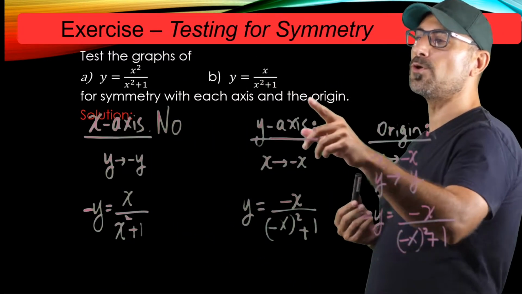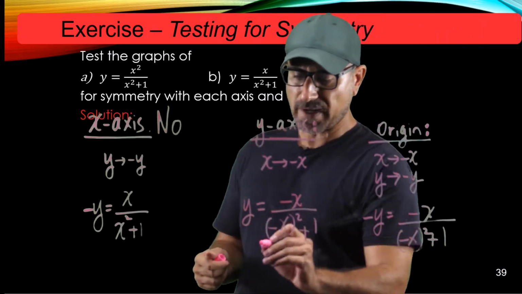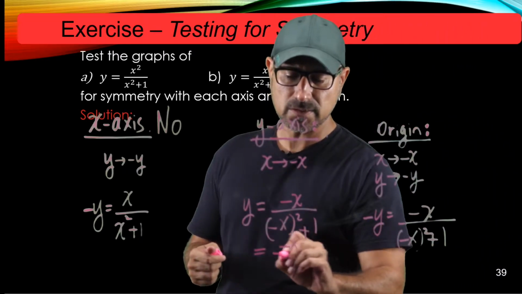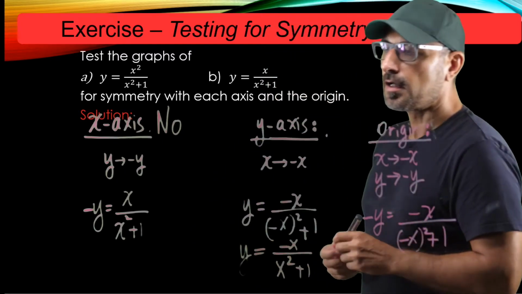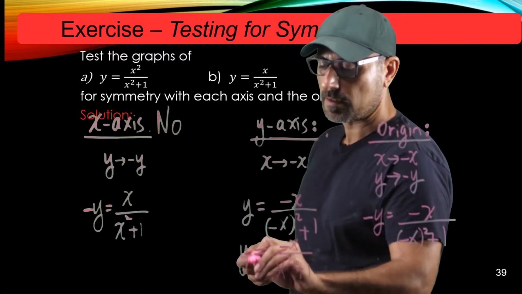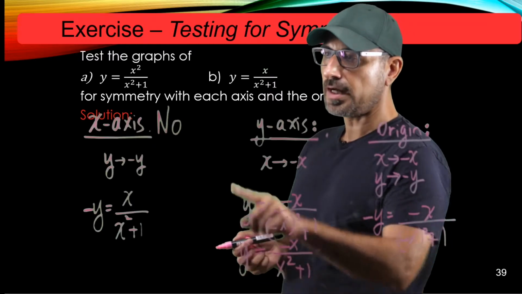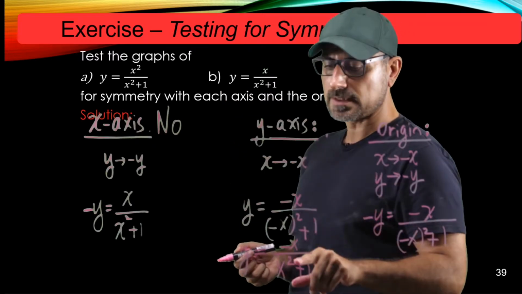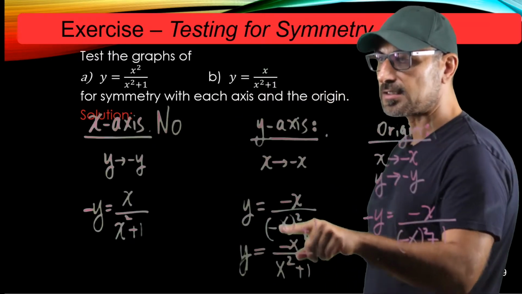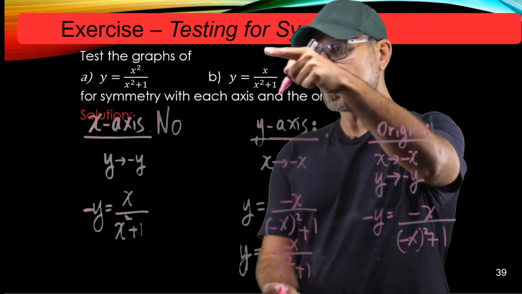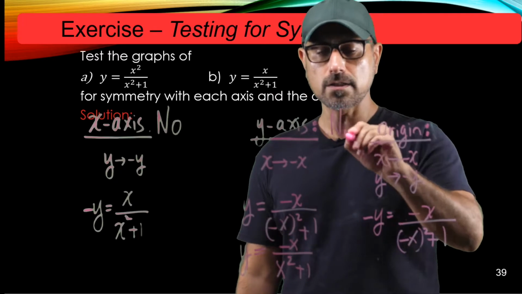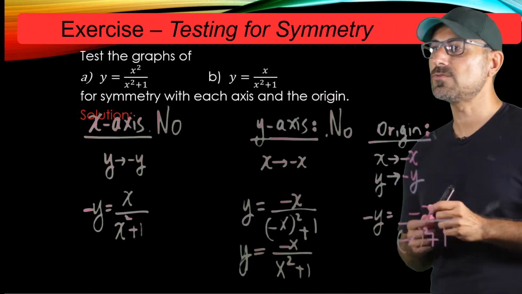And for part B, let's simplify this. So this is minus x divided by x squared plus 1. The left-hand side is y, the left-hand side is y, but the right-hand sides are totally different because I have a negative x here and I don't have negative x here. So these forms are completely different, and I conclude here that there's no symmetry about y-axis.